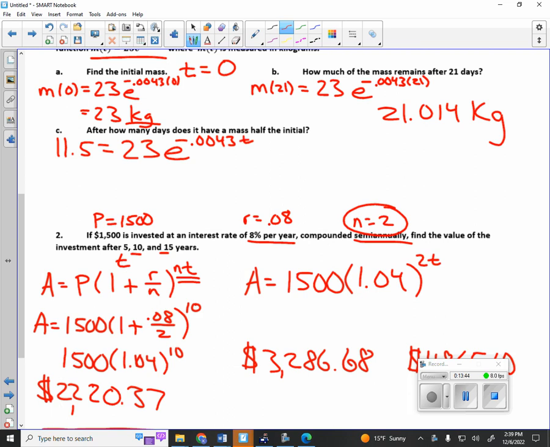See, in this problem, it says how many days. It's asking us to find time. So we know the mass. The mass is 11.5. Now, fortunately, you guys are extremely intelligent, so you know how to solve this. What do I do to both sides? Close. First I divide by 23. What is 11.5 divided by 23? So I have 1/2 is equal to e to the negative 0.0043t.